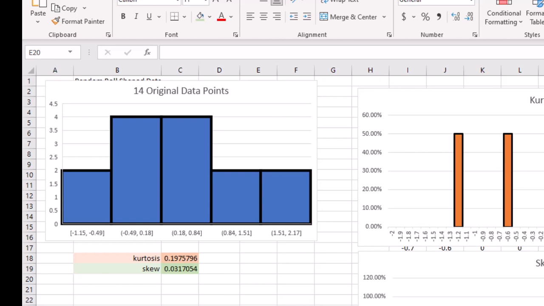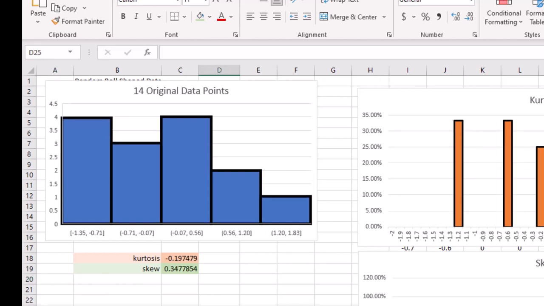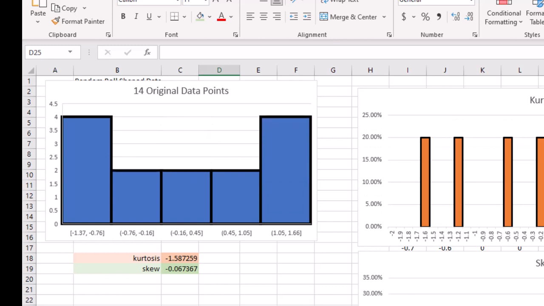But if I re-randomize the data, let's get 14 different data points. Okay, now it looks like this, and you'll notice the skew values and the kurtosis values change. And if I re-randomize it again, oh, look at that thing. It's got the U shape to it. It's wild. It's got very fat tails, which you can see in the kurtosis measure right there. And it's very symmetric. You can see that by the skew right there, that negative 0.067. That's very close to zero, which means it's symmetric.